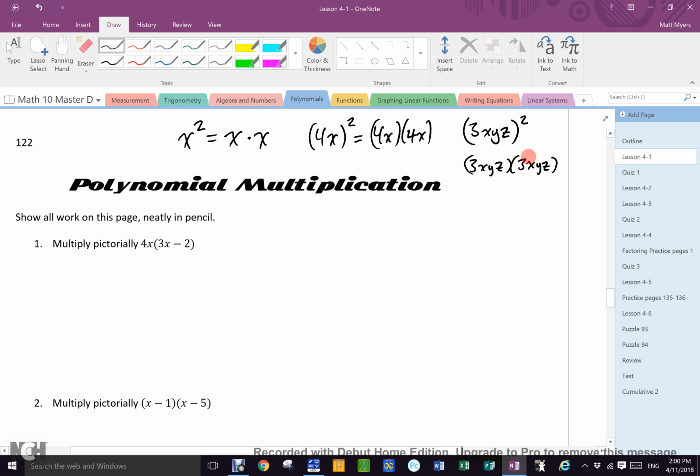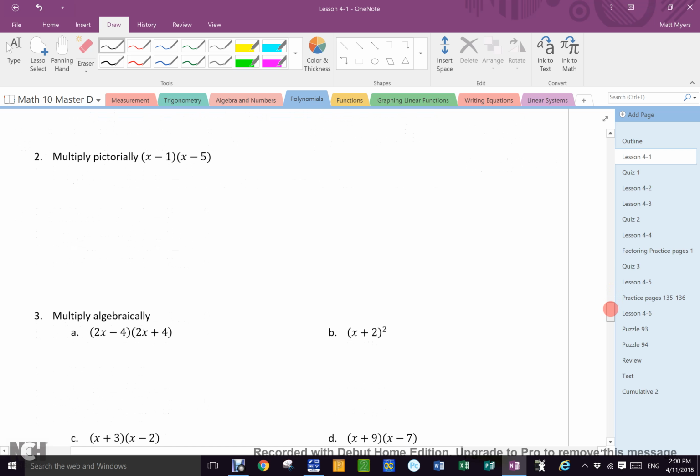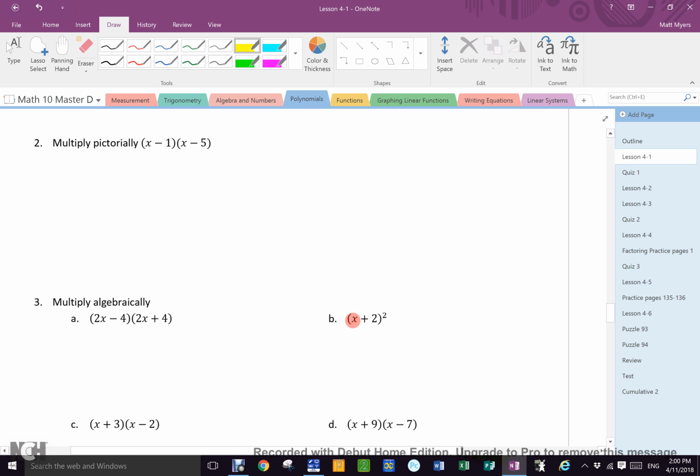Now, I'm going to highlight something that I'm not going to say anything else about because I just reminded you. Okay? Okay. Page 122 and 123, that's your work for now. And if it doesn't get done, that's your homework. Everybody good? Go.